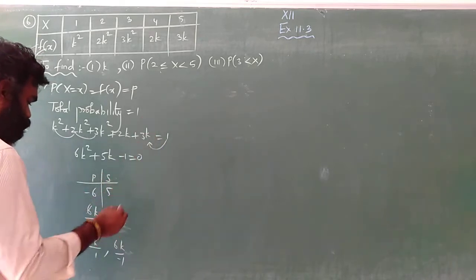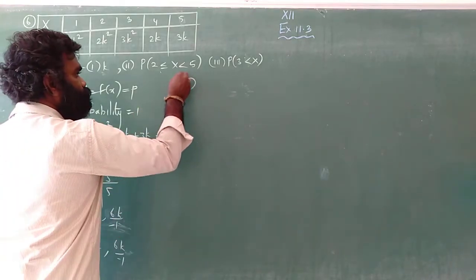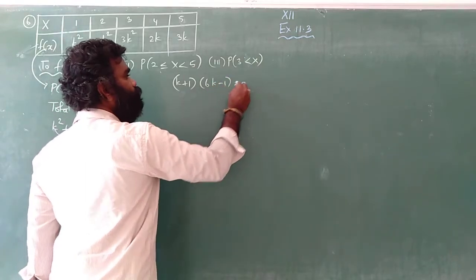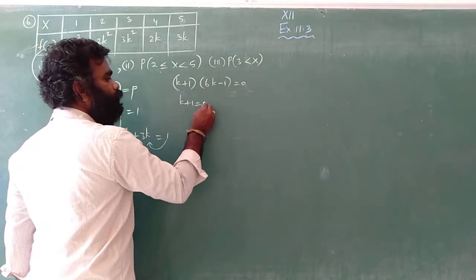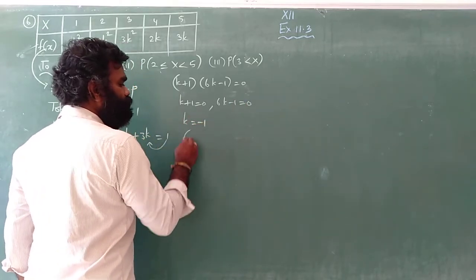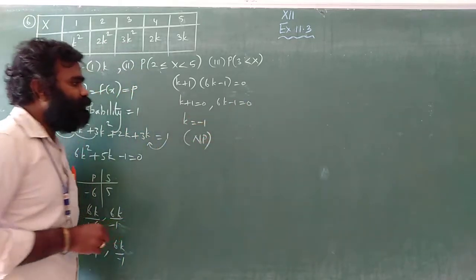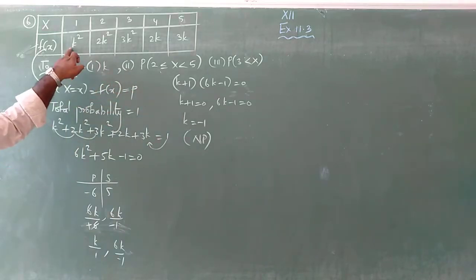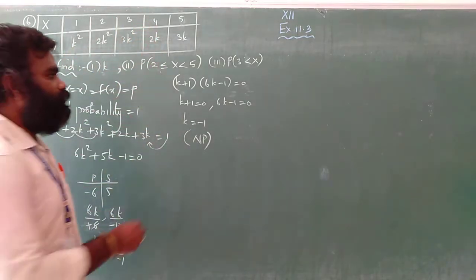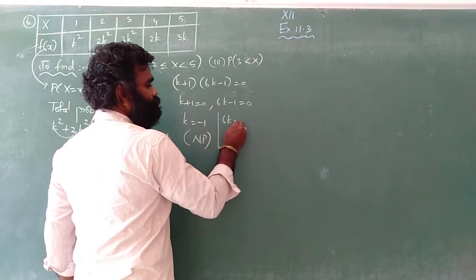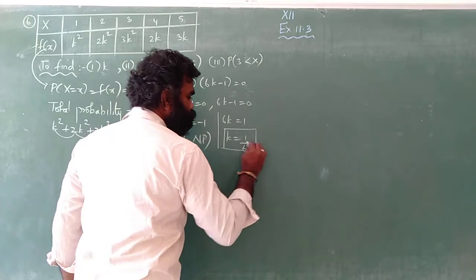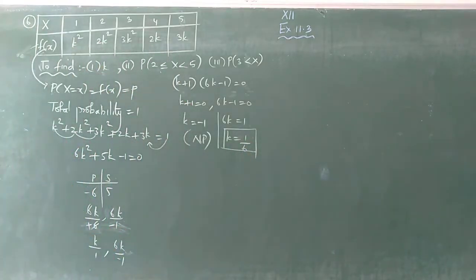So the answer is going to be k plus 1 and 6k minus 1 equal to 0. k plus 1 equal to 0, 6k minus 1 equal to 0. k equal to minus 1 is not possible because k cannot be negative, probability cannot be negative. Next, 6k is equal to plus 1, k is equal to 1 by 6.